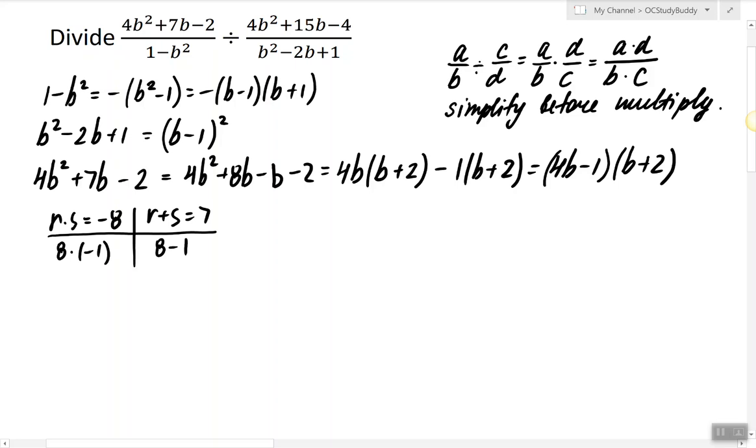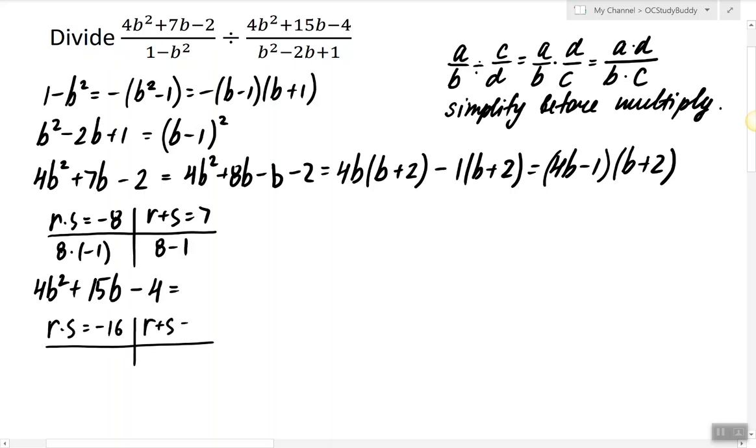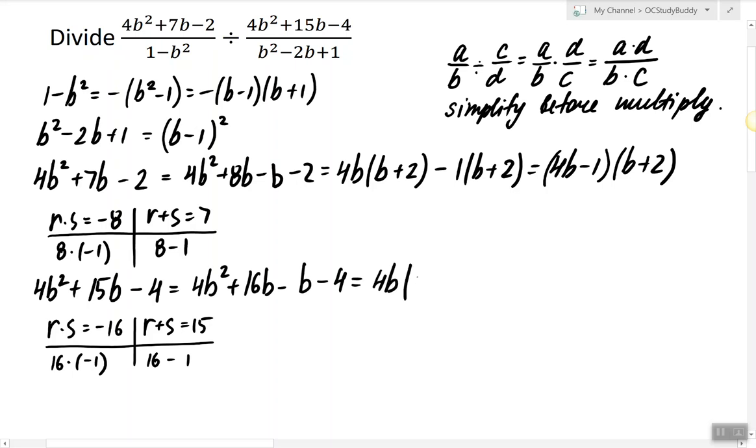Now to factor 4b squared plus 15b minus 4, I'm going to look for two numbers whose product is negative 16 and the sum is 15. So two such numbers are 16 and negative 1. And I'm going to split the middle term into 16b minus b. And I'm just going to basically repeat what I've done above. So b plus 4 minus 1 times (b plus 4). And we get (4b minus 1) times (b plus 4).